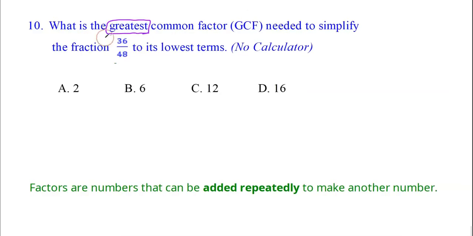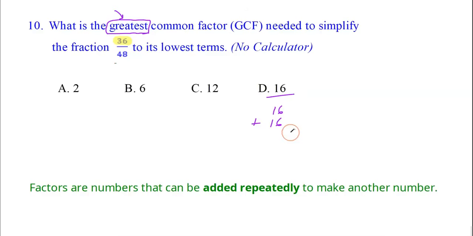So what I'm going to do here is I have 36 and 48. I'm going to see which one of my answer choices, when I add them repeatedly, gives me both 36 and 48. So let's start with the 36, which is right here. And we're being asked about the greatest common factor. I'm going to start with my answer choices and use the greatest number, which is 16. I'm just going to add 16 repeatedly to see if I can get a 36.